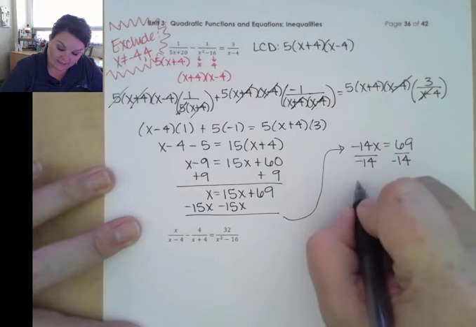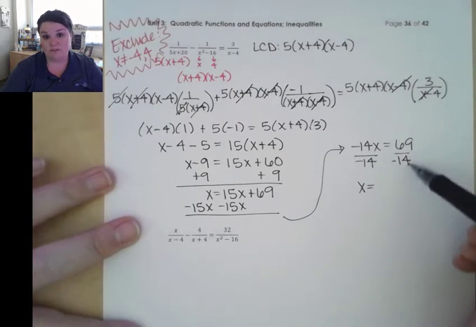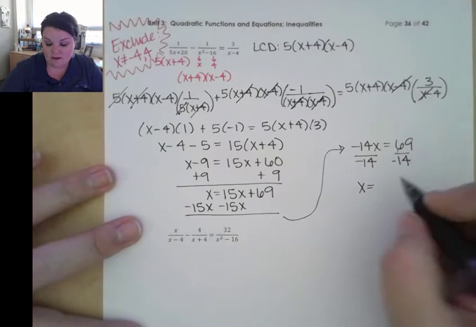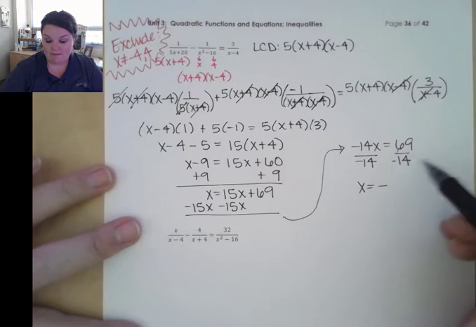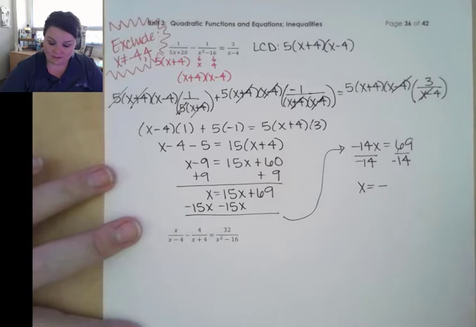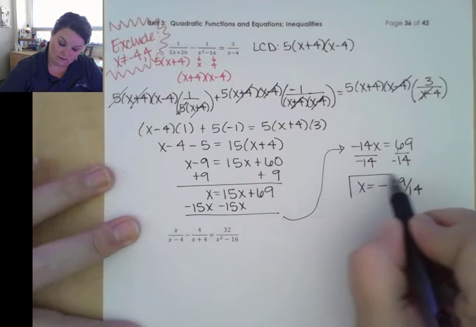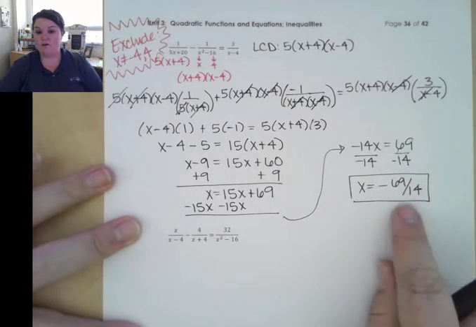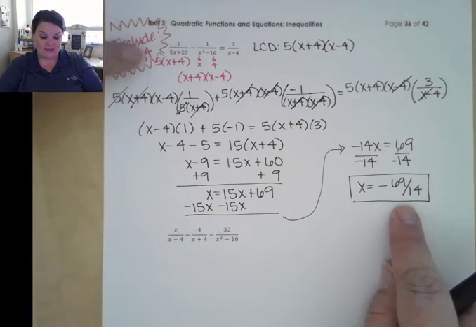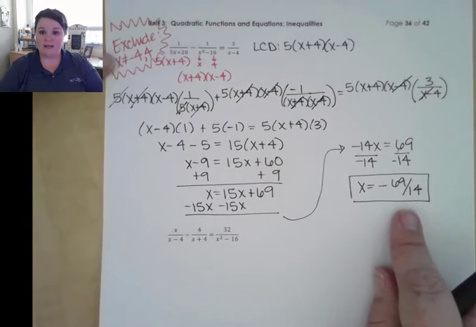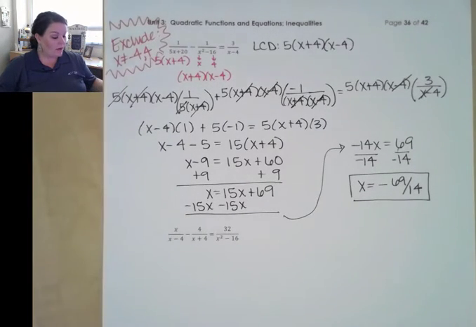So I end up with x is equal to, now this does not reduce. If it reduces, please reduce it. But in this case, it doesn't reduce, so we're going to leave it like that. But I am going to put the negative out front because my math lab does not like negatives in the denominator. So negative 69 over 14. And it's okay because notice the answer we got here is not one of our excluded values. So as long as it's not one of our excluded values, then it's an okay answer to have. Okay? Let's look at one more, and then I will have y'all try some.